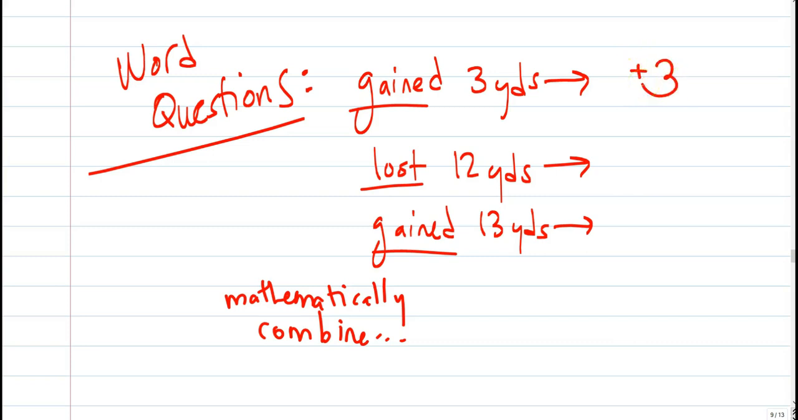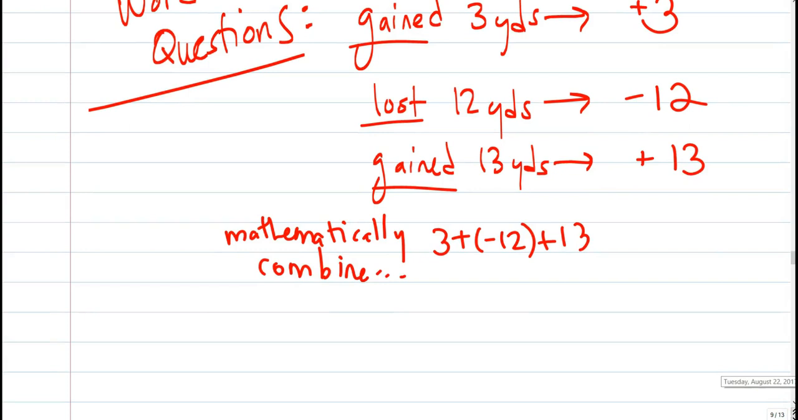Gaining is positive yardage, right? But then they lose. That means that they get pushed back 12 yards. So now that's going to be negative. What if they then gain 13? So now they push it back the other way. So the question again, what's happened? What's happened over these 3 plays? Well, I can find that out by combining 3 plus negative 12 plus 13.